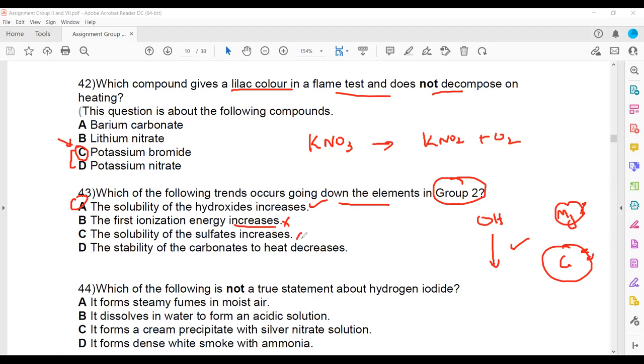Solubility of sulfate increases, that's wrong. When we go down the group, what happens to solubility of sulfate? It decreases. The thermal stability, for all types of compound, even if it's a sulfate, carbonate, nitrate, for all of them it increases as we go down the group. So that's why A is the right answer.